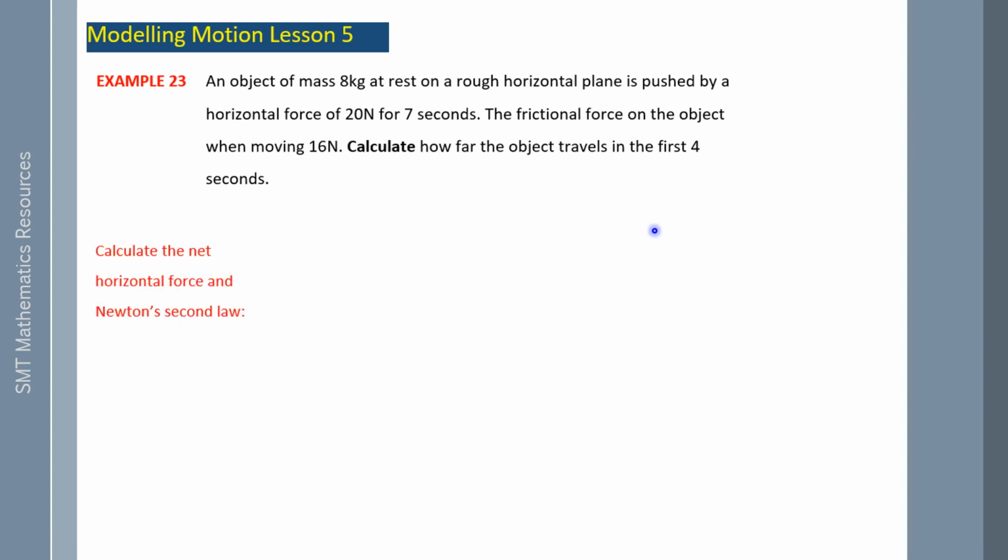Calculate the net horizontal force. So using F equals ma, we want to work out force, the net force. We've got 20 in one direction, the positive x-axis. Take away 16, which is our friction, so our net force is 4i. We divide both sides by 8, our acceleration is 0.5 meters per second squared.